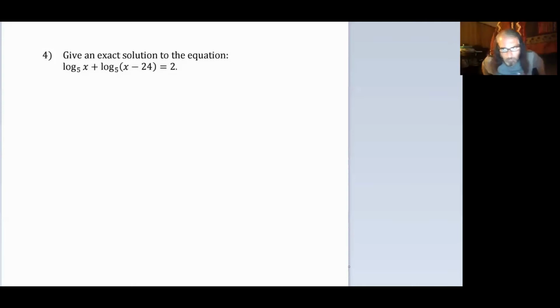Before applying that, though, remember that the domain of a logarithmic function is that you have to be putting in positive numbers. So for the first one, we've got that x is going to have to be greater than 0, but also from the second, that x minus 24 will also have to be greater than 0.